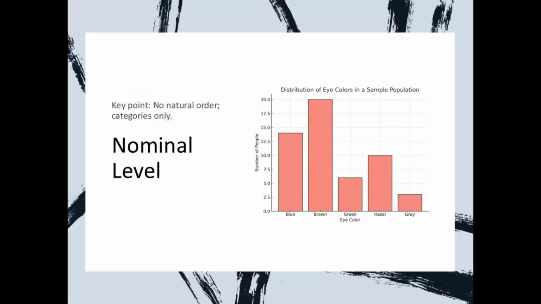First, the nominal level. Nominal data are categories with no natural order. Examples include eye color, blood type, or species of fish. You can label and count these categories, but you can't meaningfully say that one blood type is greater than another. Nominal equals names. That's an easy way to remember it.